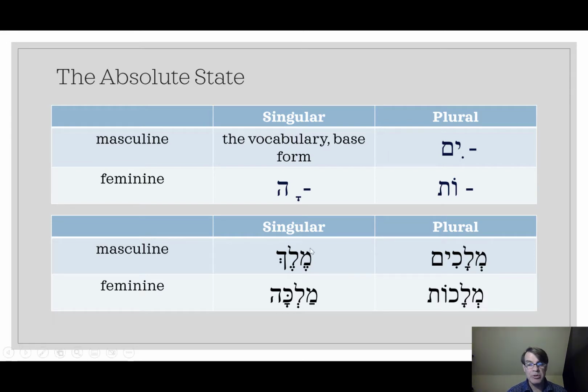Now, all of these are absolute. So this is masculine singular absolute. This is masculine plural absolute. This is feminine singular absolute. This is feminine plural absolute. What does that mean? It means it's the normal kind of noun that we are familiar with in English. Okay, pause the video and freeze that on your brain.